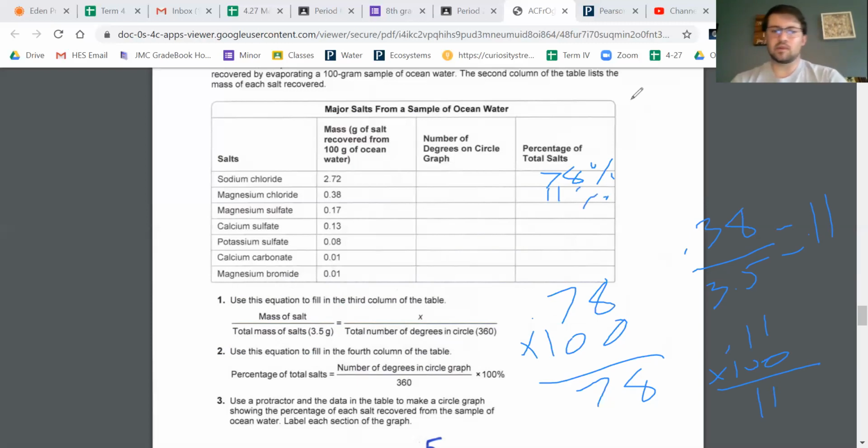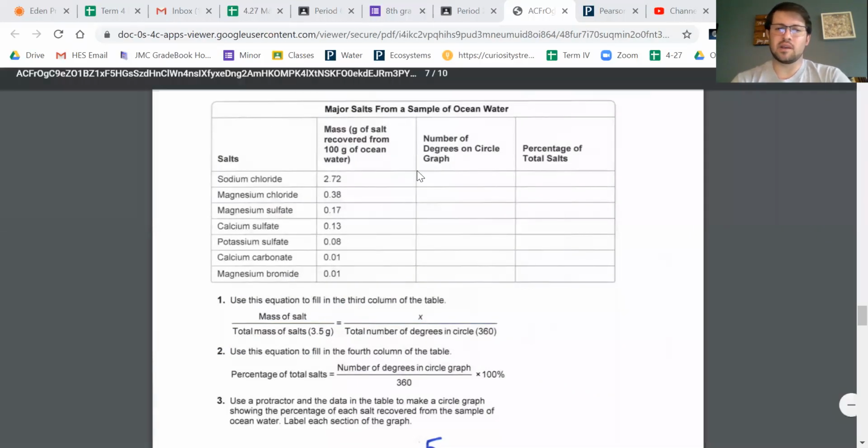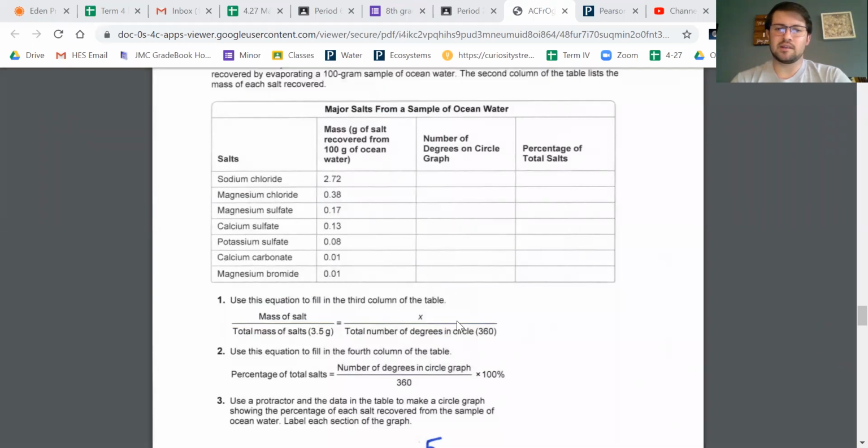After you have finished this section of the graph, I want you to look through and see if you can figure out how to solve the number of degrees in the circle section of this challenge. I'm going to work on that too. I should have done that maybe before making a YouTube video, but here we are.